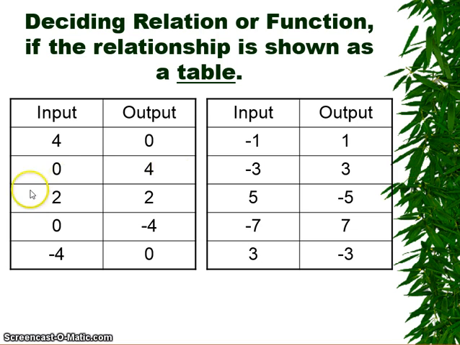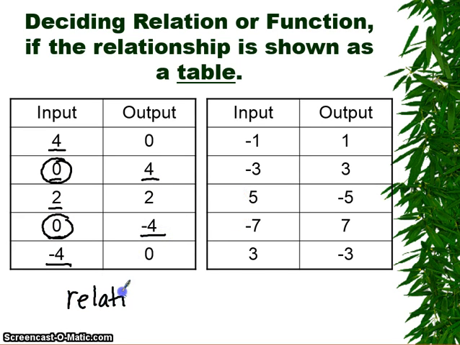Let's look at two more examples. In this example, we have inputs of 4, 0, 2, 0, and -4. Here we see the same input resulting in two different outputs. That makes this a relation because one input has more than one output. Now let's look at this one. We have no repeated inputs, so that must mean that every input has just one output, making this a function.